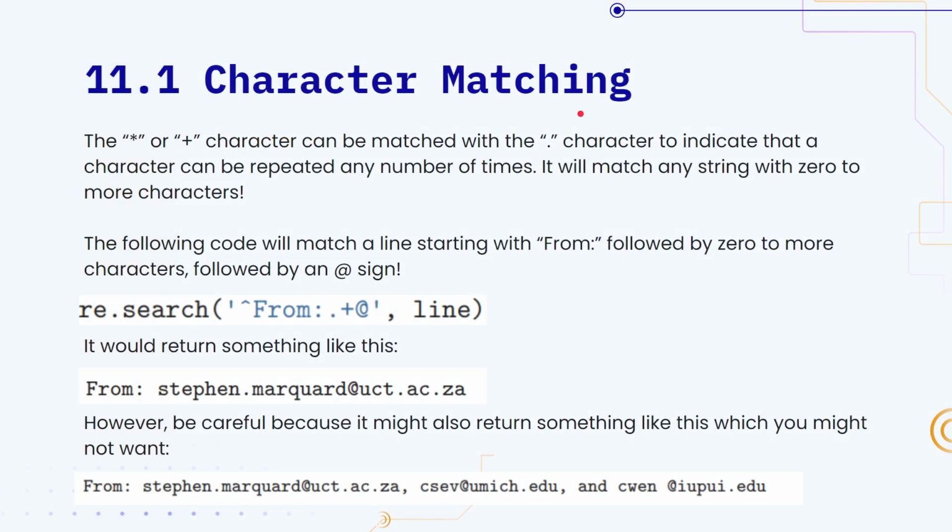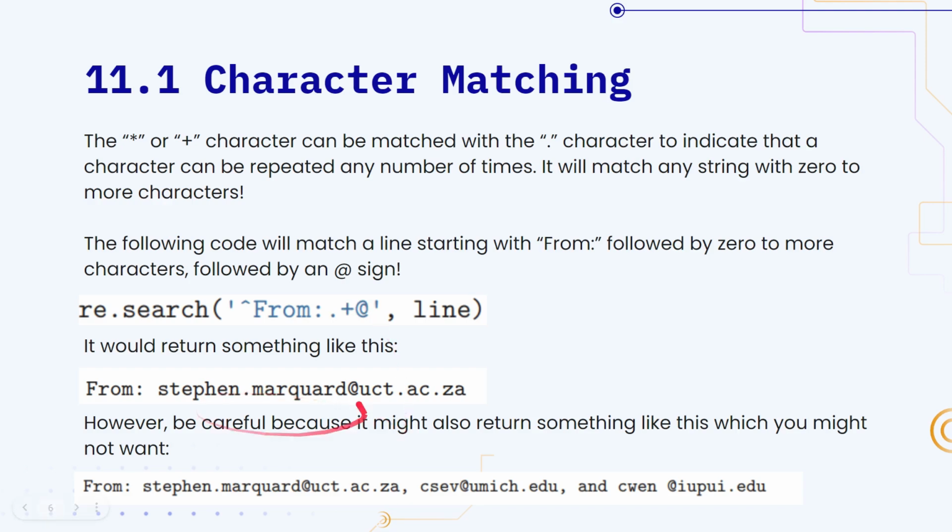Let's look at one more text pattern in regular expressions that involves the asterisk or the plus sign. In this case, either can be used in conjunction with the period. And this indicates that there can be any number of placeholder characters. So if we look at this example, it will search in this variable line to see if it starts with, due to the caret, From, colon, and then any number of placeholder characters due to the period plus, and then ending with the @ symbol.